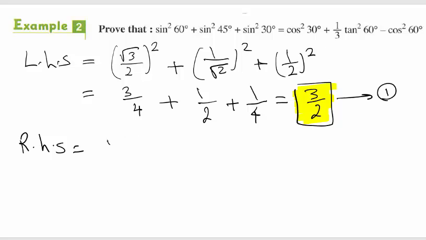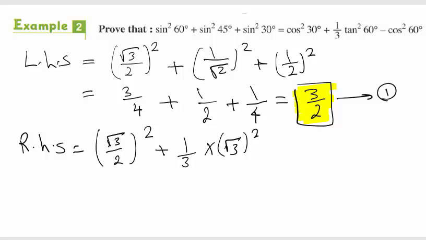Cosine squared 30, so it will be root 3 over 2 raised to the power of 2, plus 1 over 3 multiplied by tan squared 60. Tan 60 equals root 3, and putting power 2 on it, minus cosine squared 60, cosine 60 equals half, and putting power 2 on it. Let's calculate each one separately. Root 3 over 2 all to the power of 2 will be 3 over 4, plus 1 over 3 multiplied by 3, which will be 1, minus a quarter.